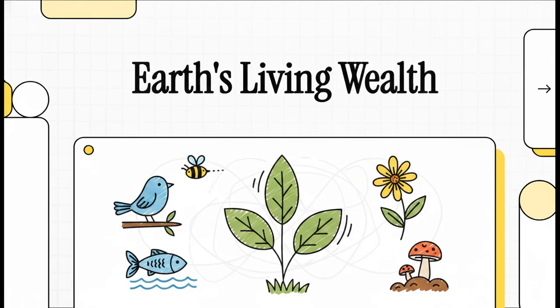Welcome to the Explainer. Today, we are focusing our lens on the absolute fabric of our planet. We're talking about the ultimate asset, the literal foundation of every single system that keeps our world functioning, breathing, and, well, thriving. We're going to decode exactly what this biological wealth looks like, how it's structured, and what's currently threatening to drain its reserves. We've got a lot of fascinating ground to cover, so let's jump right in.